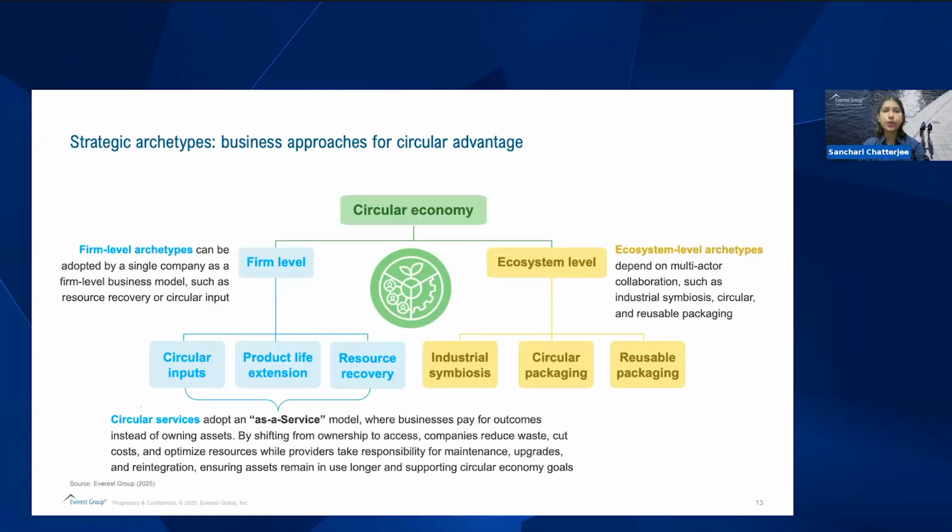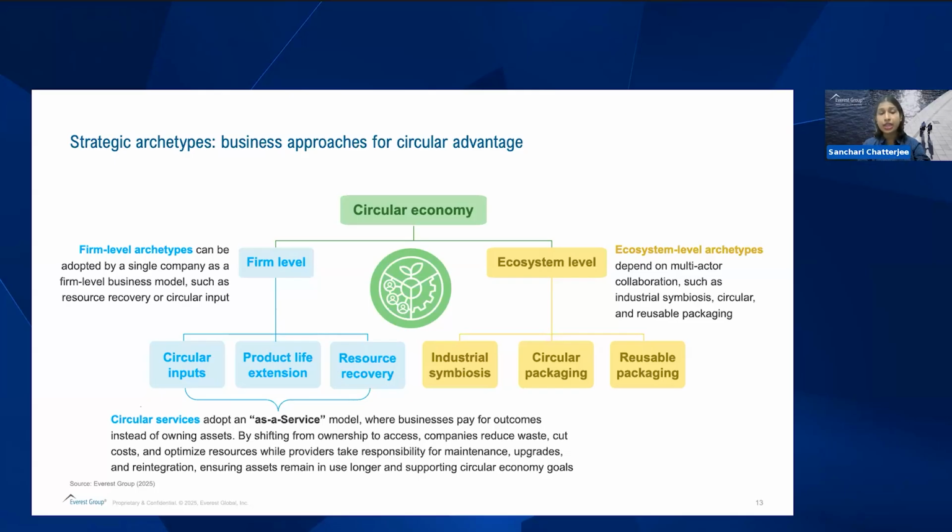Thank you. So here's the big picture. It's actually the business map of a circular advantage. At the firm level, companies can move on their own through three main strategies: circular inputs, product life extension, and resource recovery. We'll be looking at each of these individually, but just for an outline, circular inputs means switching from virgin to sustainable feedstocks. Product life extension keeps products in service longer through repair, reuse, or upgrade. Resource recovery transforms waste into valuable inputs. Now that's from a firm level perspective.